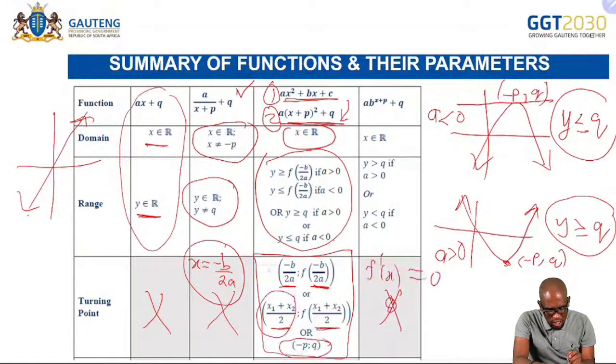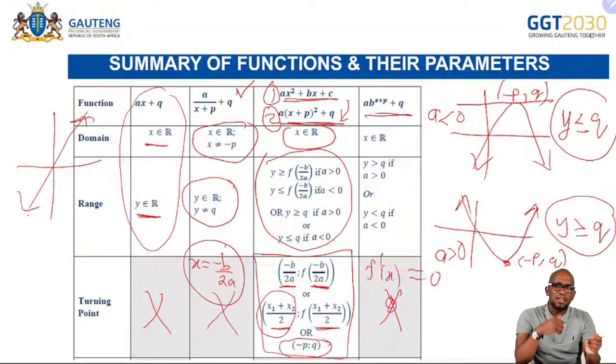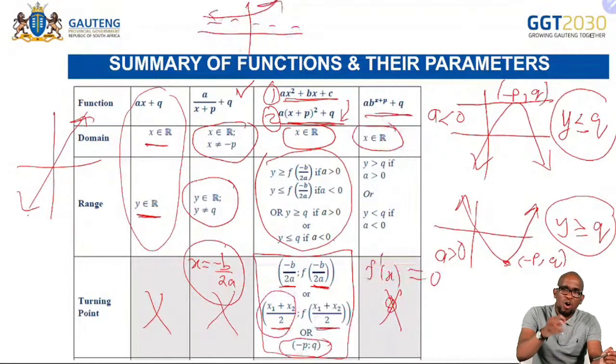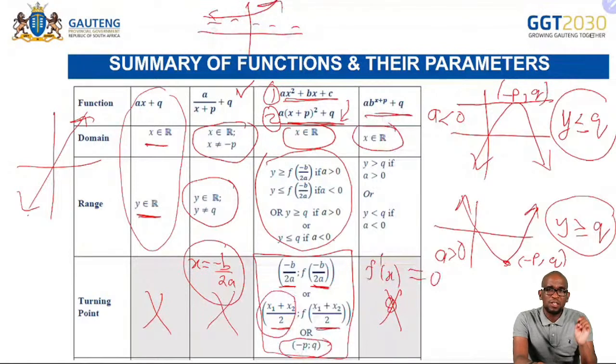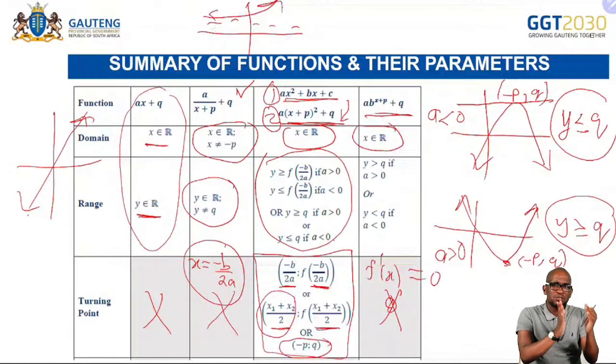Now with an exponential function, you can see the parameters p and q there. Remember, parameters p and q represent the horizontal and vertical shift respectively. The domain of an exponential function would always take all real numbers. The graph is defined from minus infinity to infinity. It accepts all those real numbers.